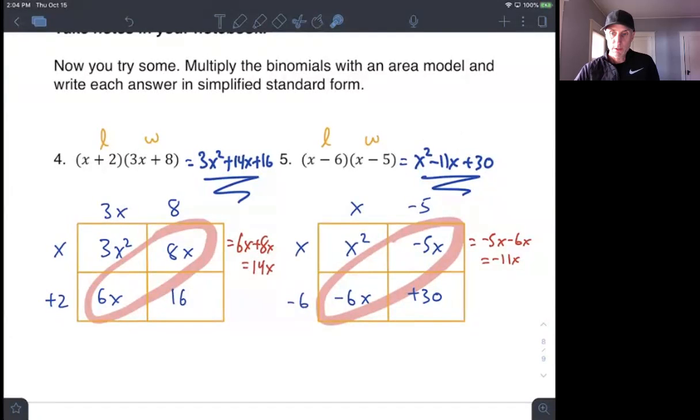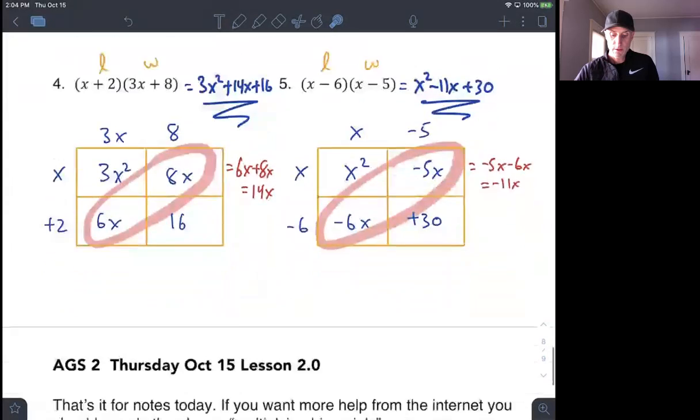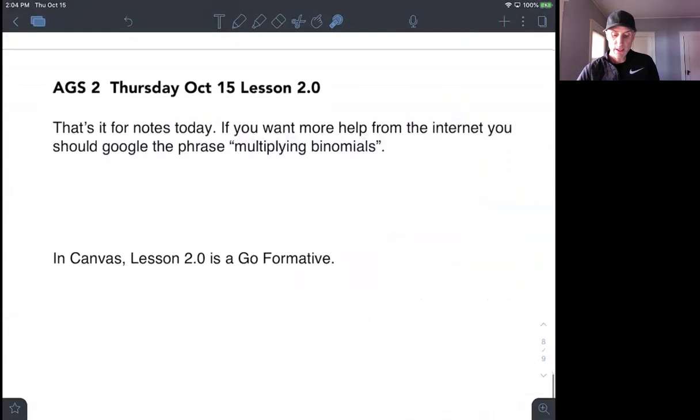All right, I'm going to move this page forward. The last thing that we have, so that's it for notes, but if you want more help on this, like I had mentioned, do a Google search for multiplying binomials, and you're going to find all kinds of things, or do a search on YouTube, actually, that might be more helpful. And then you can also look back at this recording on Canvas.